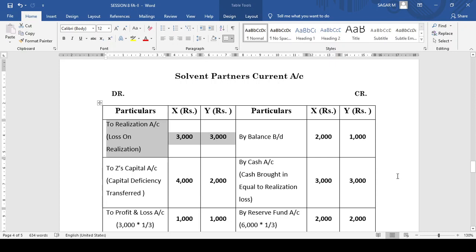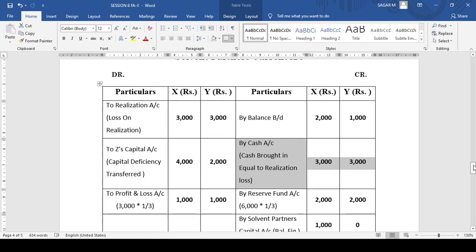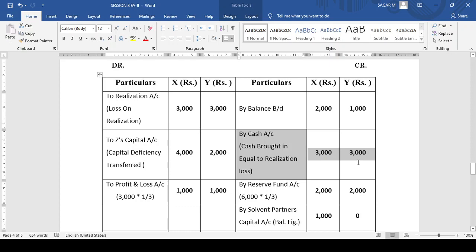Remember the rule of Garner vs. Murray. It states that on the loss on realization, the solvent partners have to bring in cash equal to the realization loss. Hence, immediately after that entry, you are not supposed to forget to pass an entry on the opposite side as by cash, 3,000, 3,000.